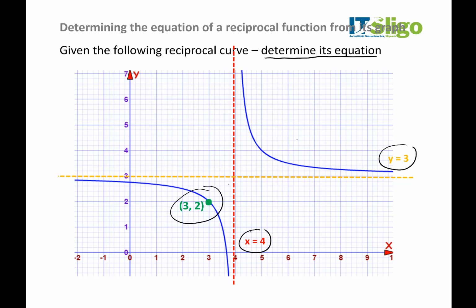Just to give you a heads up, guys, from the equation y is equal to a over x minus b plus c, the vertical asymptote gives us b. The horizontal asymptote gives us c. And then we use the point, feed it in for x and y, and we can solve for a. So I'll take you through that now. Once you've established your vertical, your horizontal, and a good point on the curve, you're good to go.